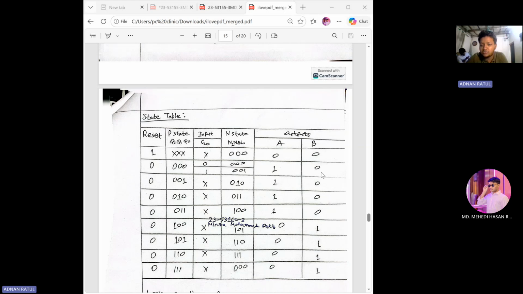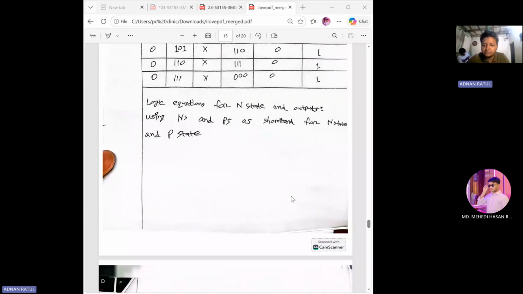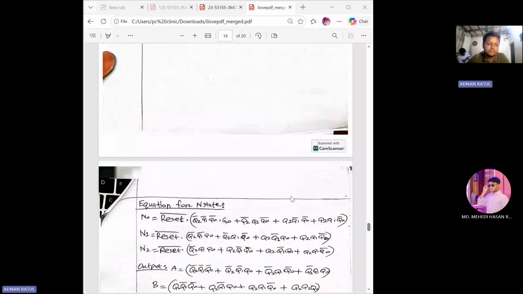In state 000 with go equal to 0, the machine stays at state 000. When go equal to 1, it moves to state 001. From this transition, I derive the Boolean expressions for N0, N1, and N2 using sum of product expressions.